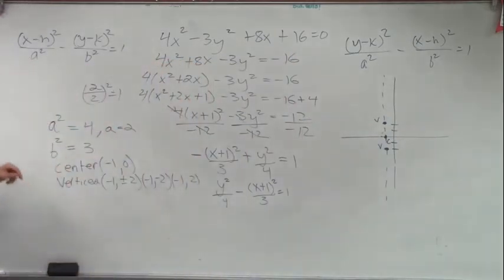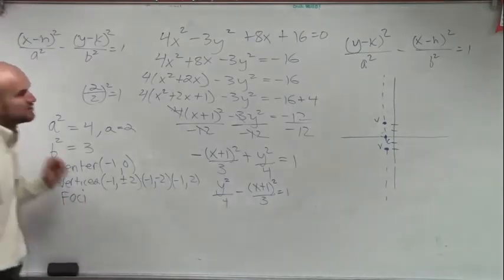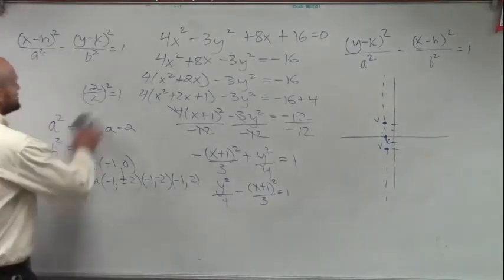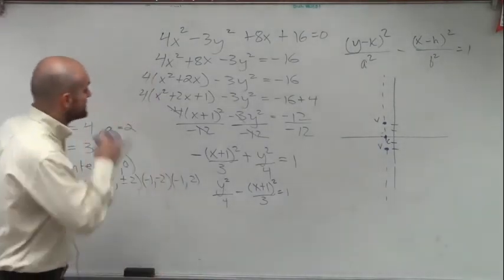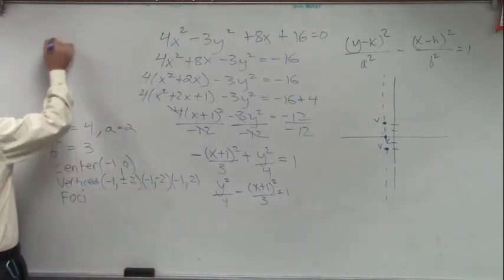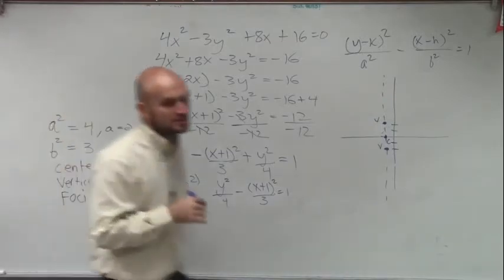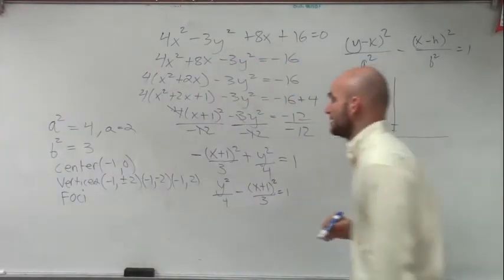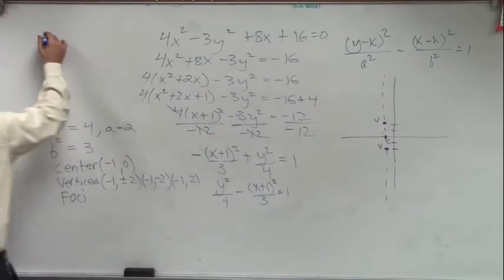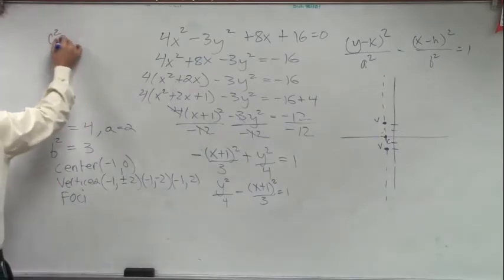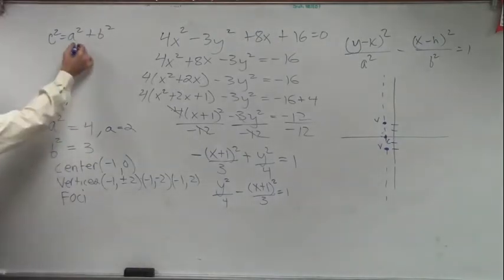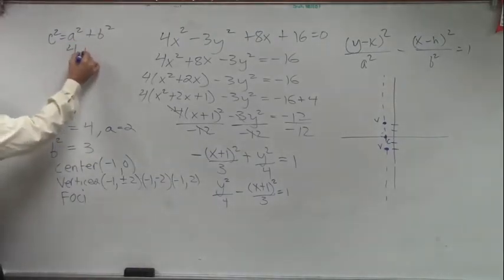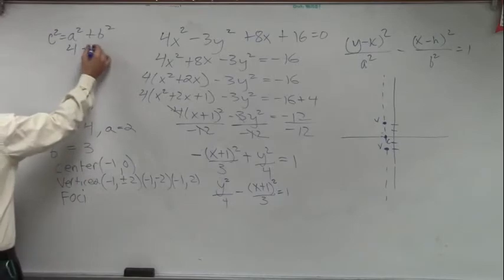The same thing now goes with our foci. Now we need to determine what the foci are. And remember the relationship we have for hyperbolas. Remember the definition for the foci that we had was c squared equals a squared plus b squared. Well, we have a squared is 4 plus b squared, which is 3.